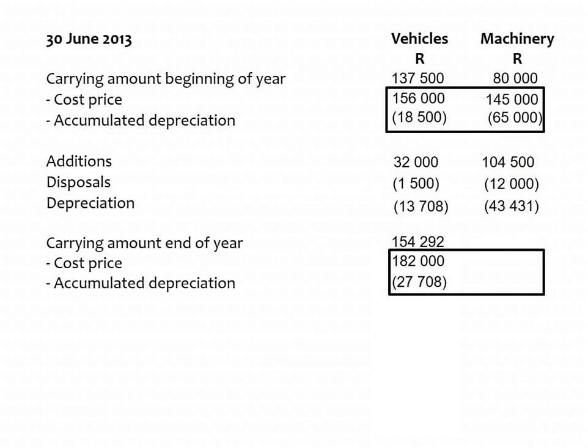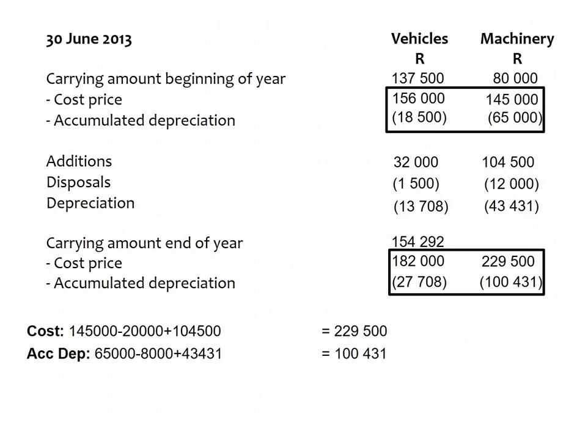Lastly, we are left to calculate the cost price and the accumulated depreciation and carrying amount at the end of the year. To calculate the cost price, we take the opening cost price of 145,000 less any disposals, and we know we exchanged an asset, the cost price of which was 20,000, so that needs to be subtracted off our cost. And then we've also had additions during the year of 104,500, which we add, and we get the cost price of 229,500 at the end of the year.